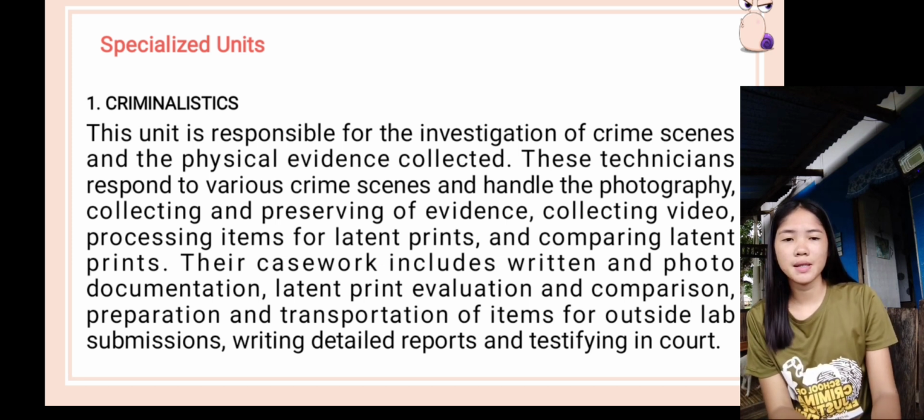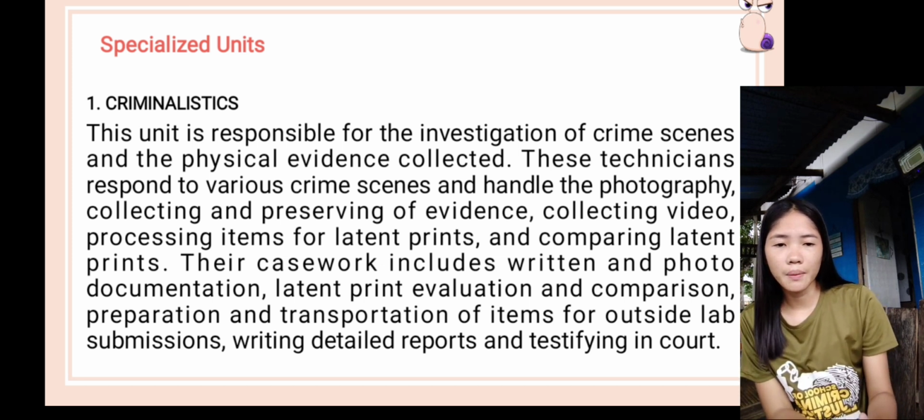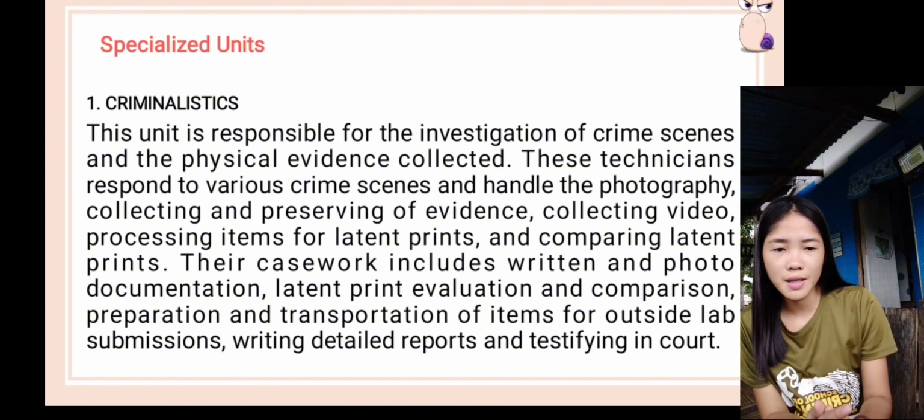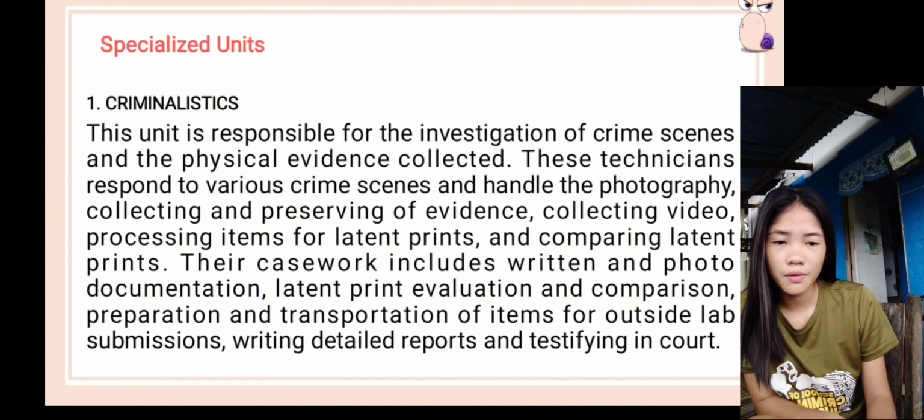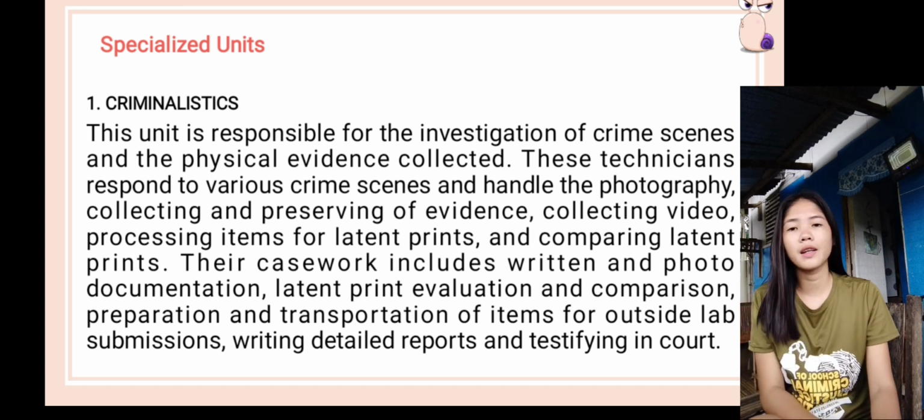First is the criminalistic. This unit is responsible for the investigation of crime scenes and the physical evidence collected. These technicians respond to various crime scenes and handle the photography, collecting and preserving of evidence, collecting video, processing items for latent prints, and comparing latent prints. Their casework includes written and photo documentation, latent print evaluation and comparison, preparation and transportation of items for outside lab submissions, writing detailed reports, and testifying in court.